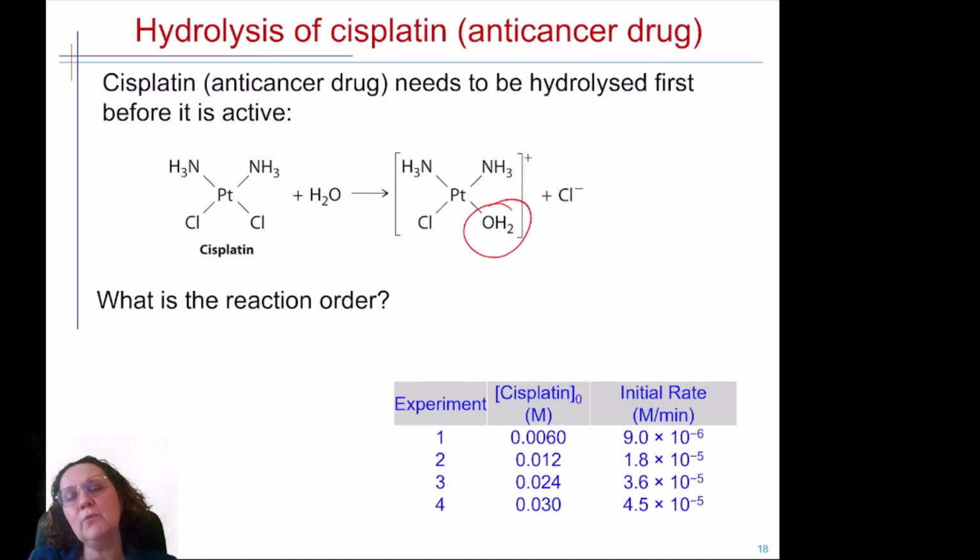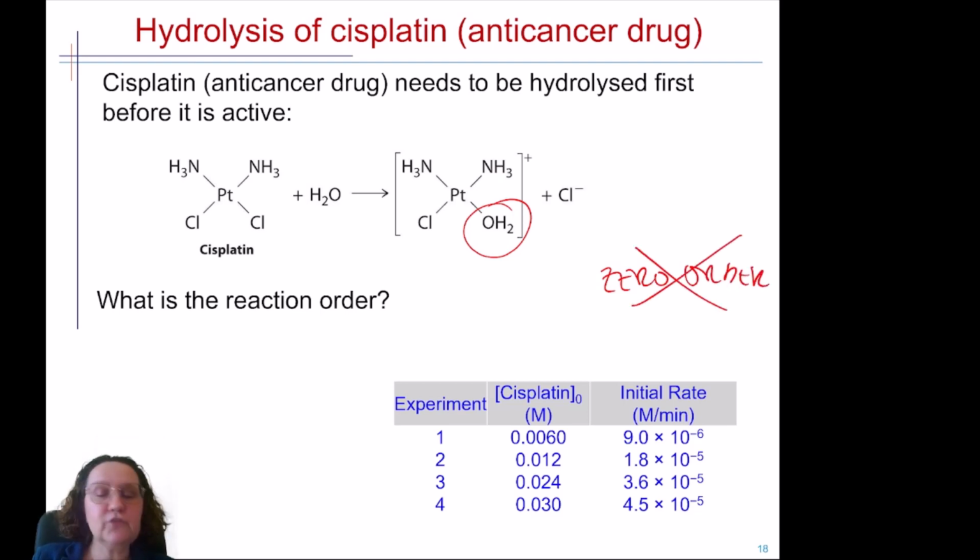Okay, so how would I go about solving this exercise if I had this data? Let's have a look at the initial rates. Well, the first thing I can discard straight away is that the reaction is 0 order. It's not 0 order. If it were, the initial rate of the reaction would not change with the initial concentration of cisplatin. It doesn't matter. That's what 0 order means. The concentration of the reagent does not affect the speed of the reaction.